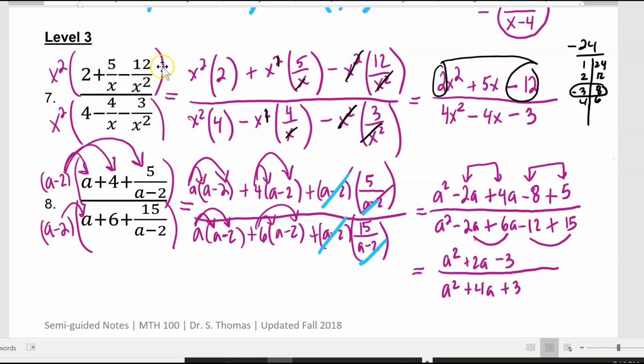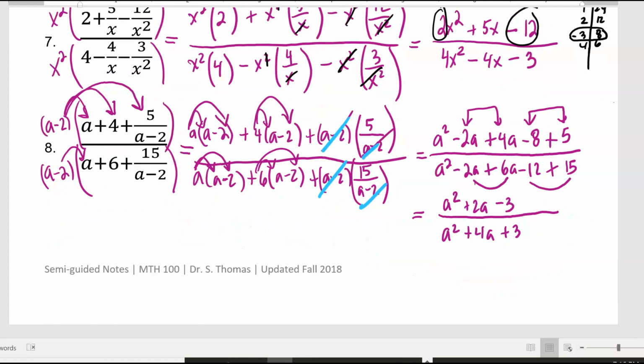Now, are we done with the problem? This is like your exit quiz. Are you done with this problem? No, not if it's factorable, right? If it's factorable, you have to factor to ensure that you can't simplify this even further. So what we're going to do is factor the numerator and denominator to see if we have anything in common.